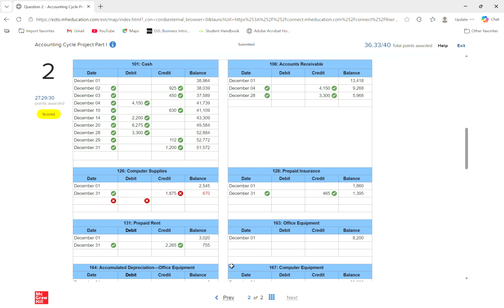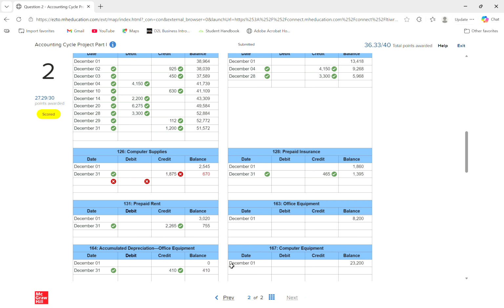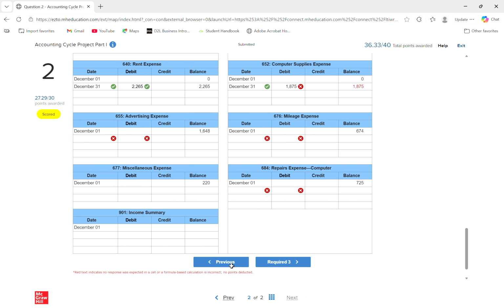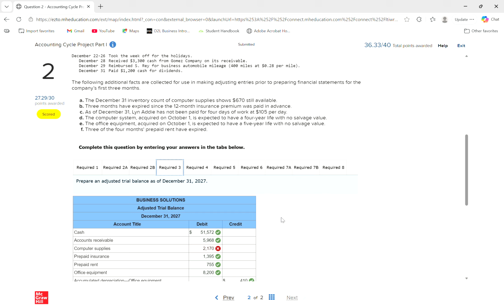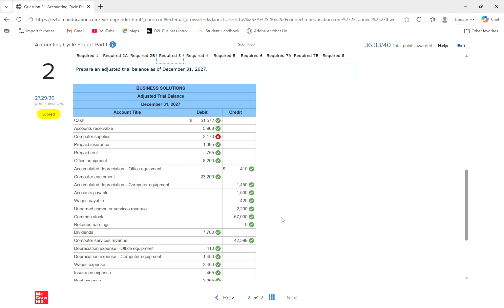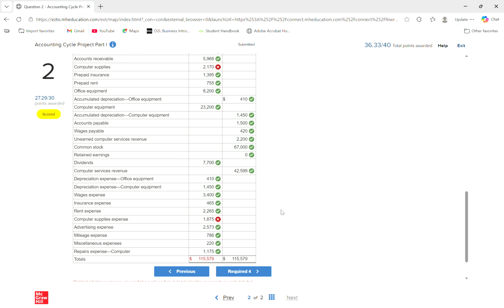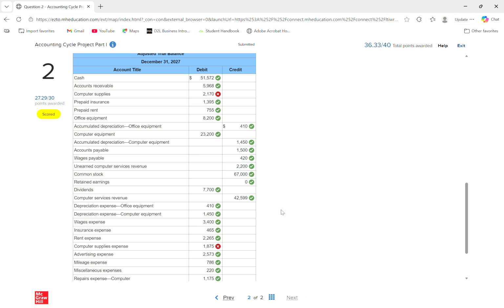After posting all adjusting entries, I prepared the adjusted trial balance. Total debits equal total credits at $115,579. Before correcting the supplies expense error, the trial balance did not match. Once I corrected the supplies asset and expense amounts, the trial balance balanced correctly.